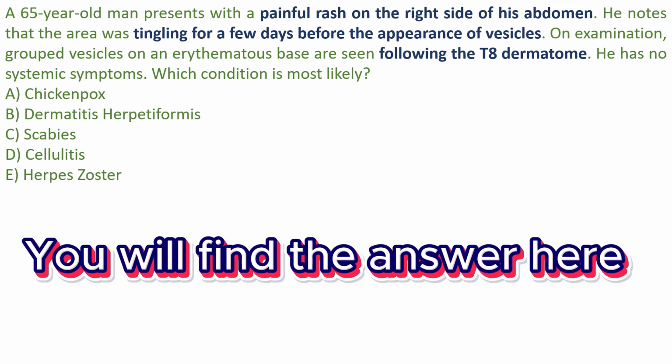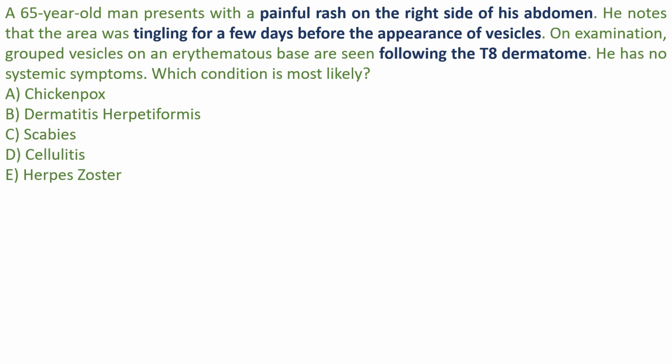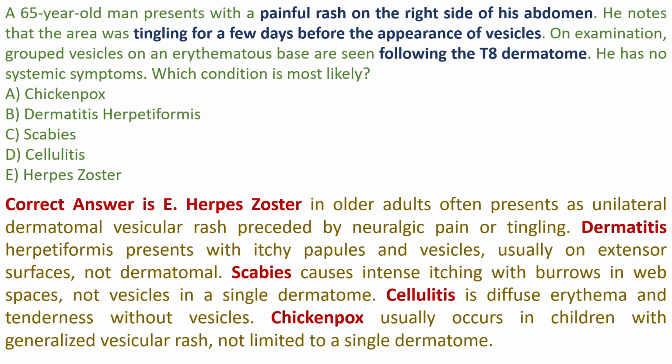A. Chickenpox. B. Dermatitis herpetiformis. C. Scabies. D. Cellulitis. E. Herpes zoster. Correct answer is E. Herpes zoster in older adults often presents as a unilateral dermatomal vesicular rash preceded by neuralgic pain or tingling. Dermatitis herpetiformis presents with itchy papules and vesicles, usually on extensor surfaces, not dermatomal.